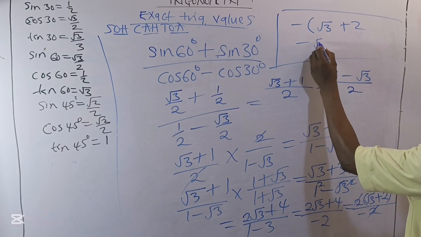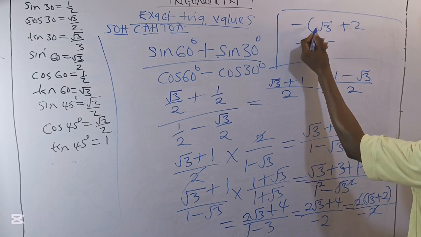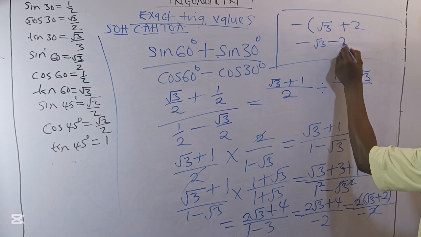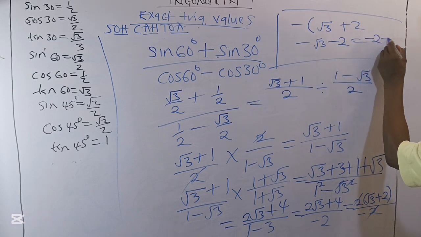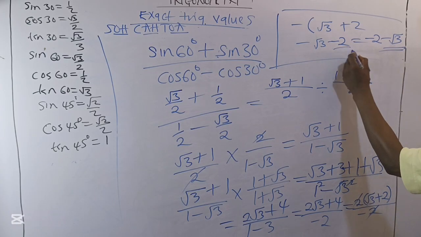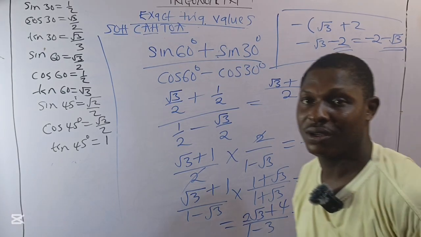And this will give me minus root 3 minus, because minus plus is minus, and minus 4 is also what? Minus 2. This can be written as minus 2 minus root 3. Any of the two is what? Correct. So this is my answer.